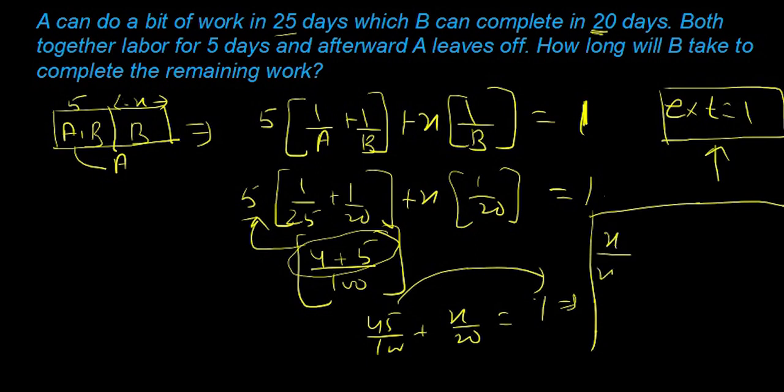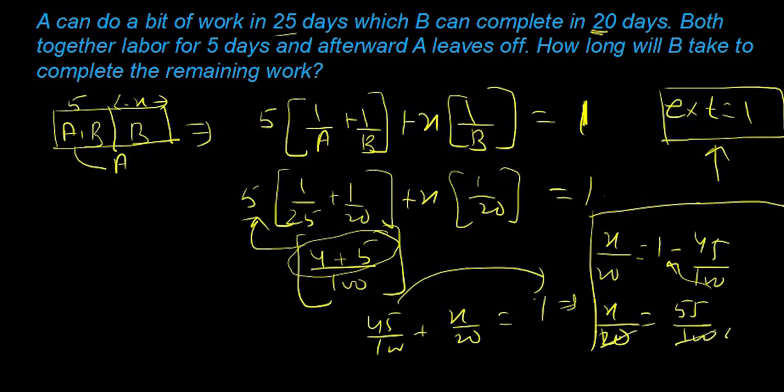x by 20 is equal to 1 minus 45 by 100. So this is x by 20 is equal to (100 minus 45) is 55 by 100. So the 5s... and this is 11. So how many days did X work alone? It is going to be 11 days, which will be the answer.